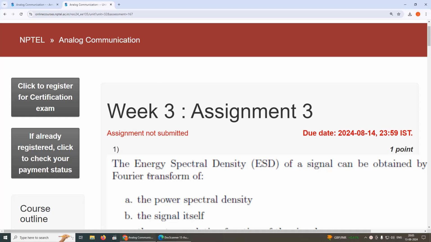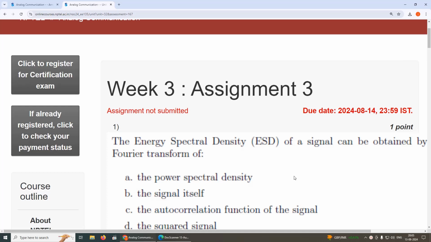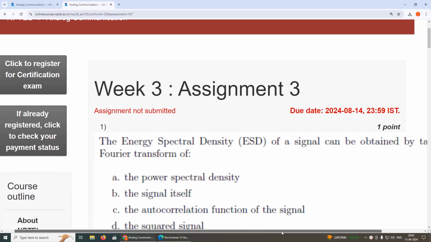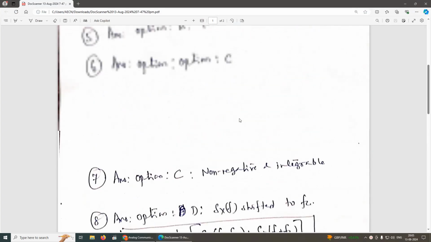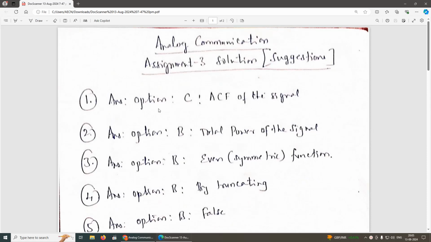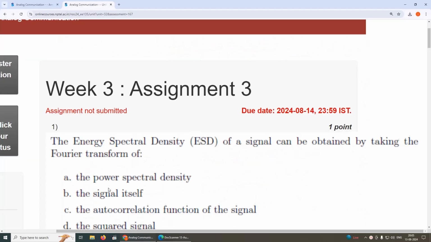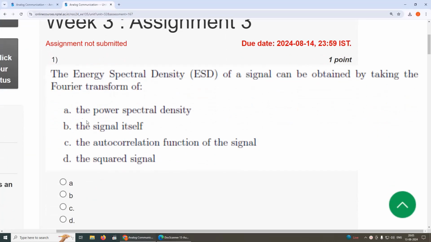First question: the energy spectral density of a signal can be obtained by a Fourier transform by taking the Fourier transform of. The answer for this question is option C, Fourier transform of the autocorrelation function of the signal.